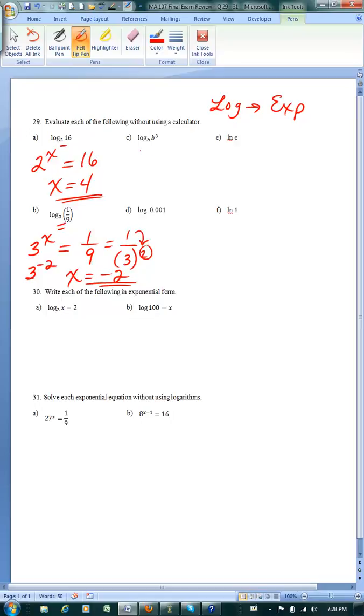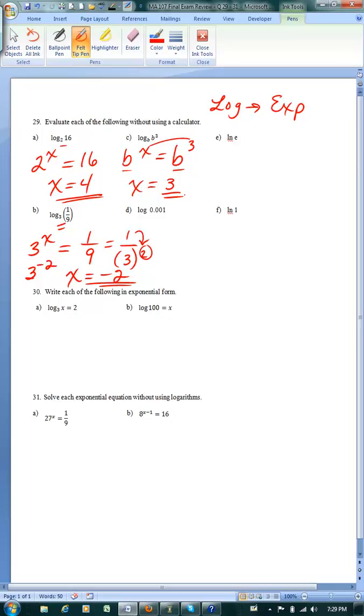Letter C. b to the x equals b to the third. Well, here's an important rule of exponents, which says if we have the same base, then the exponents have to be equal. So x has to be 3.